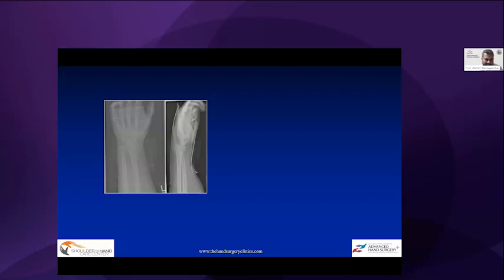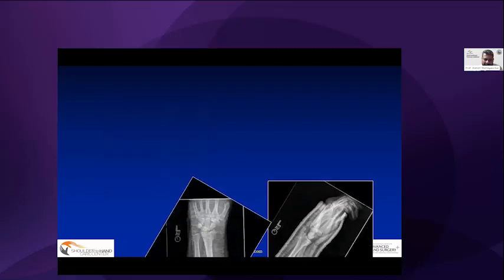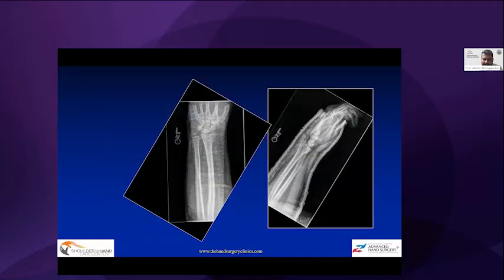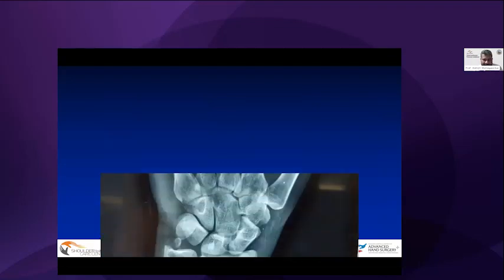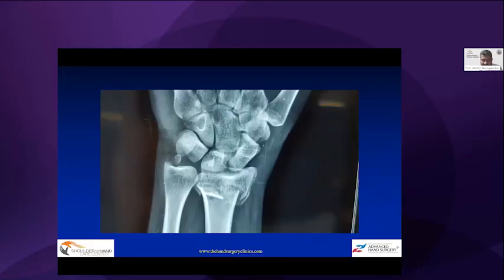And I think a lot of us would perhaps think it's okay to treat it this way. But this went on to having, 5 weeks later, a displacement of this sort. And one would often wonder what went wrong during the treatment of this particular fracture. Did we miss something?